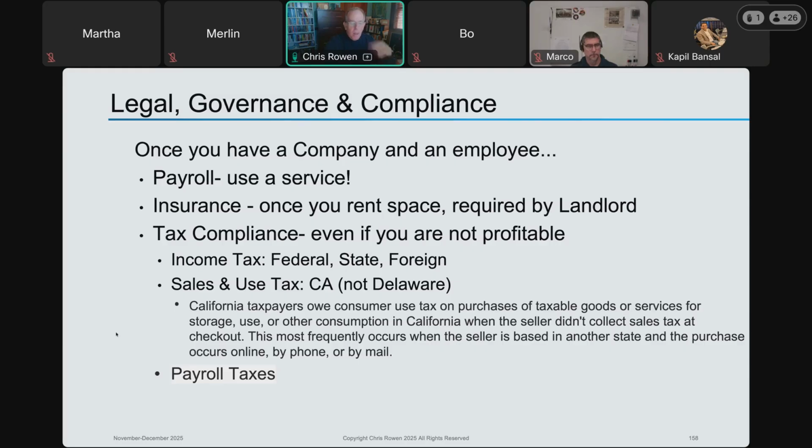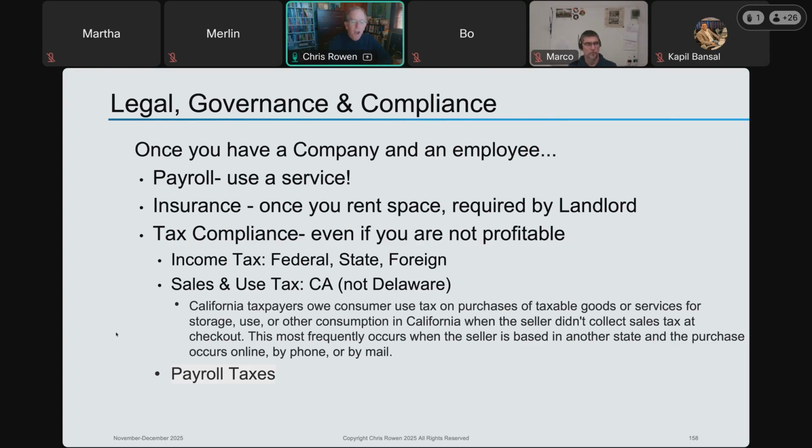Insurance is an important thing, and I'm not even talking about employment insurance, but just things like liability insurance. Once you rent space, the landlord will typically require that you have some amount of liability insurance. If somebody falls and breaks their leg in your office space, you're liable, and the landlord will make it mandatory as a part of the lease that you carry that kind of insurance. You have tax compliance requirements. You have obligations to file.